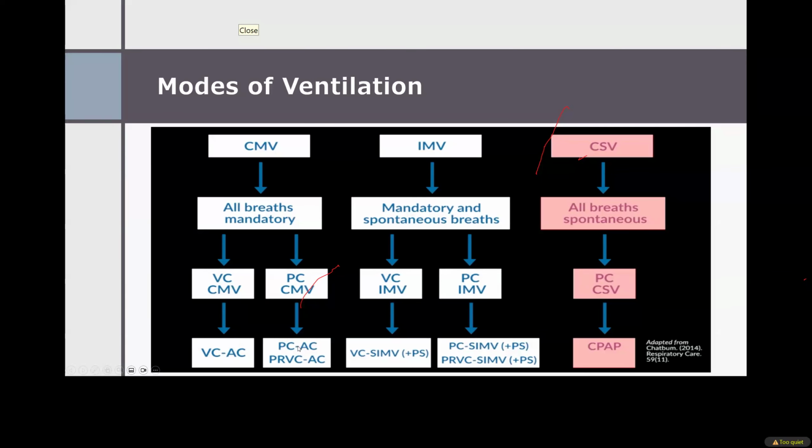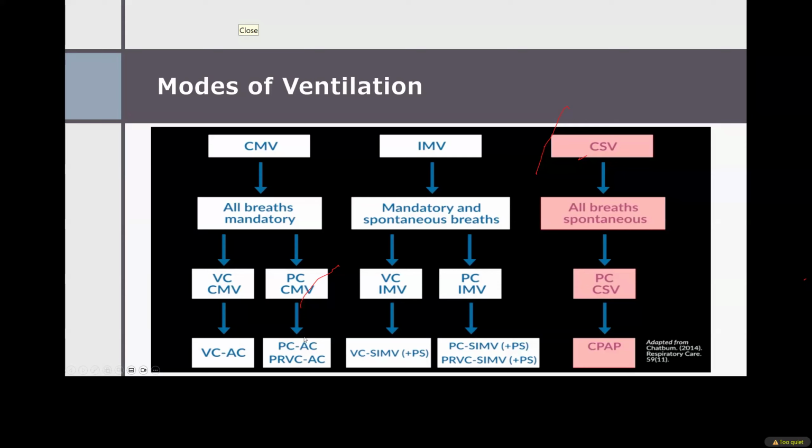Some NICUs actually would use what's called assist control, which is AC. It is a way of what's called continuous mandatory ventilation. So basically the machine does all the breaths. It could be synchronized with the baby or not, but the machine breaths are all the breaths. Whereas in IMV, there are machine breaths and the baby can spontaneously breathe on top of it. In the CMV, the continuous mandatory ventilation, there's a modality called assist control. And most NICUs use pressure control assist control, or pressure regulated volume control with assist control.